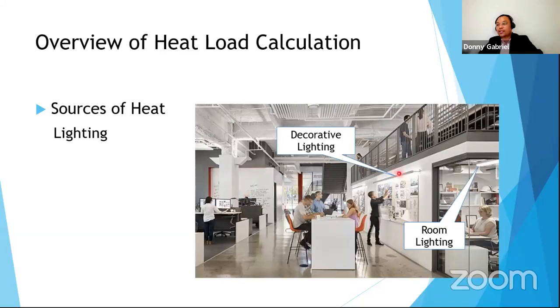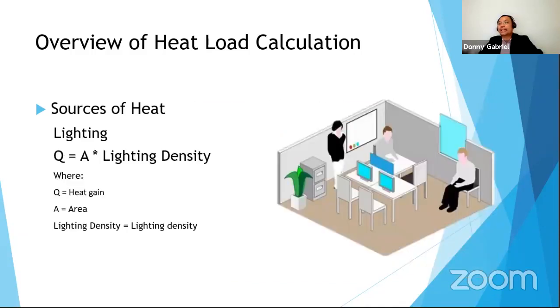Because of this office, we need to put lights. And lights is one of the more significant contributors to our heat load. So sometimes yung room mo or yung area mo, mayroong decorative lighting or functional lighting, depende sa lux level. How are we going to calculate the heat load generated by the lights? It can be calculated using the formula Q = A × lighting density, where A is the floor area. So again, ang basehan natin yung floor area, no?